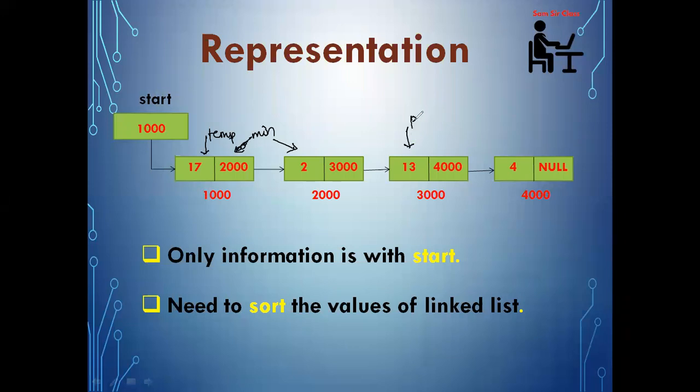Now PTR will come here. PTR info is less than or equal to min info? False. Then PTR will move ahead. Now PTR will point to the last one. PTR info is less than or equal to min info? False. Then PTR will move to the next node. Now PTR will become null.